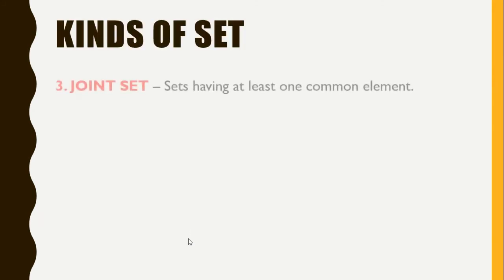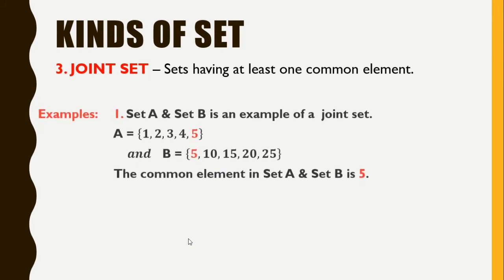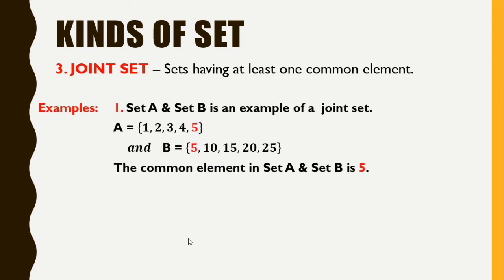Okay. The third one is called joint set. These are sets having at least one common element. So, hindi lang isang set ito, 2 o 3, na kung saan meron silang parehas na element sa loob nila. Okay. So, example natin is yung ating set A and set B. Set A comprises of the numbers 1, 2, 3, 4, and 5. Samantalang set B comprises of the numbers 5, 10, 15, 20, 25. So, the common element in set A and set B is 5. Okay na yun, kahit isa lang yung common, pwede na silang matawag na joint set. Okay?